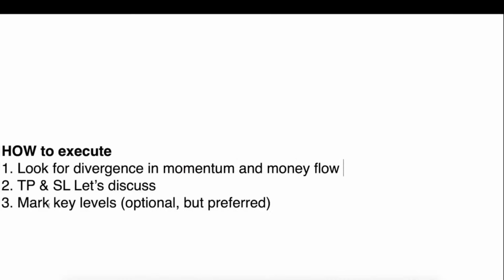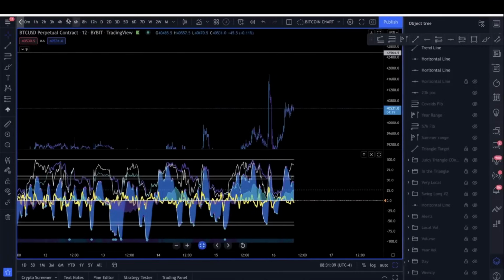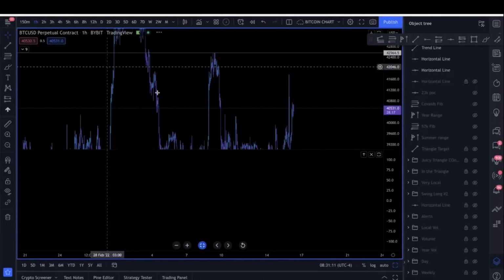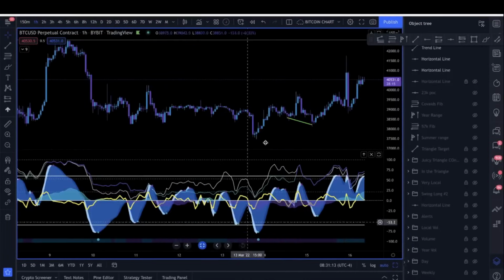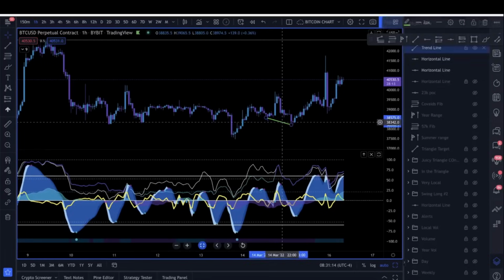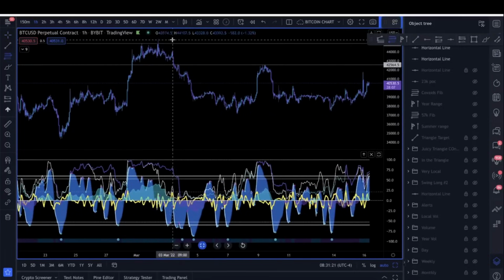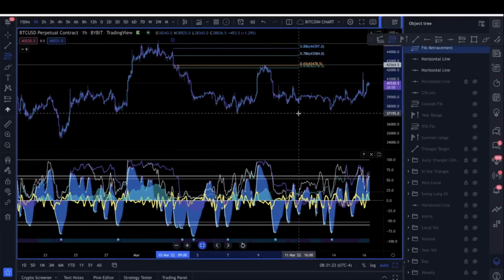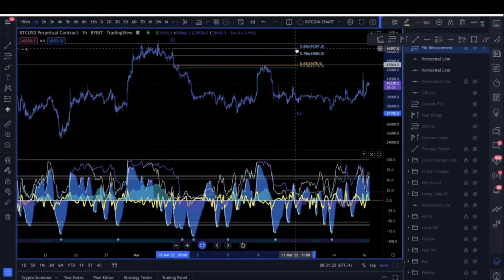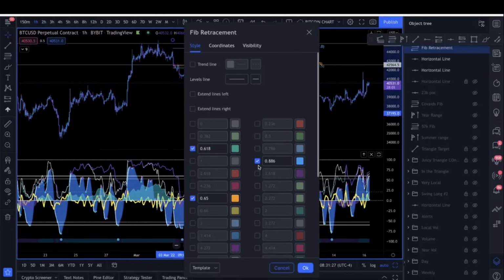First of all, it's also very beneficial to mark key levels, because you will notice that this strategy's trades happen at key levels. For example, the short that I took from right here: if we just take our fib retracement tool from the top to the bottom, we can see that we're rejecting right off our Fibonacci 0.618 retracement.